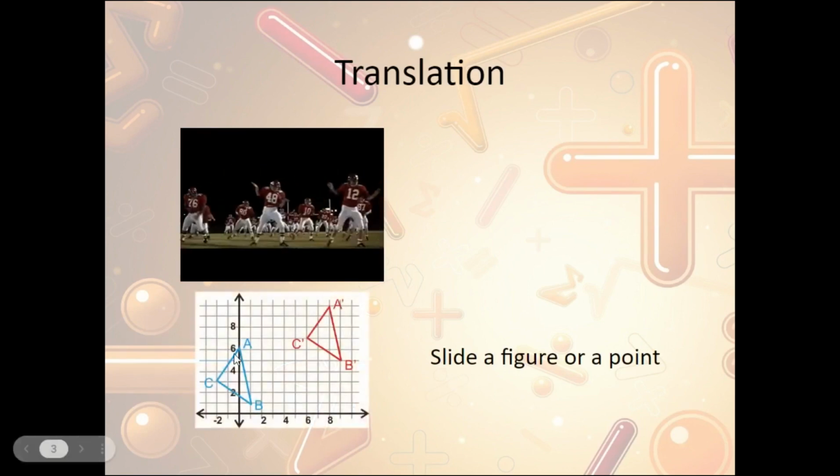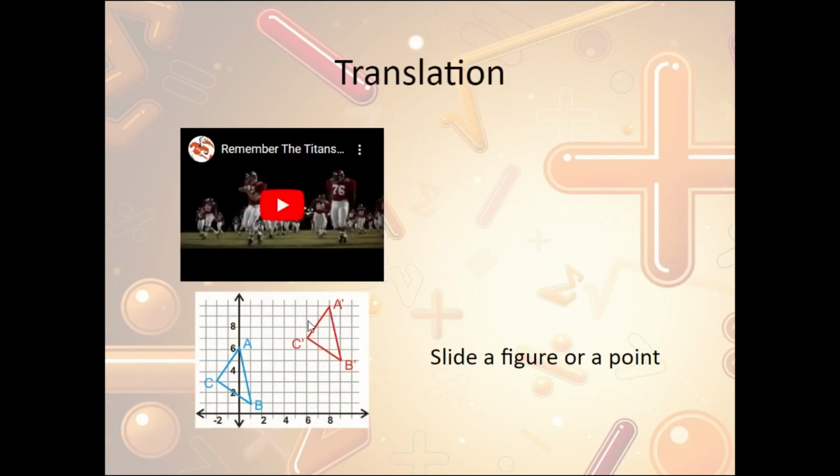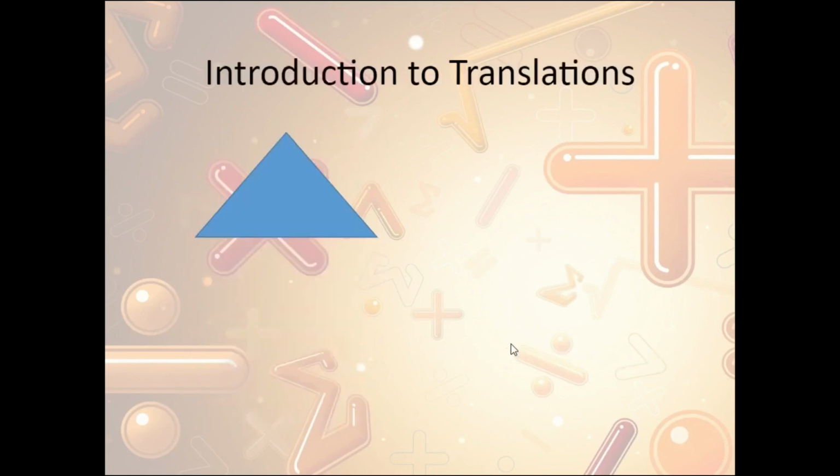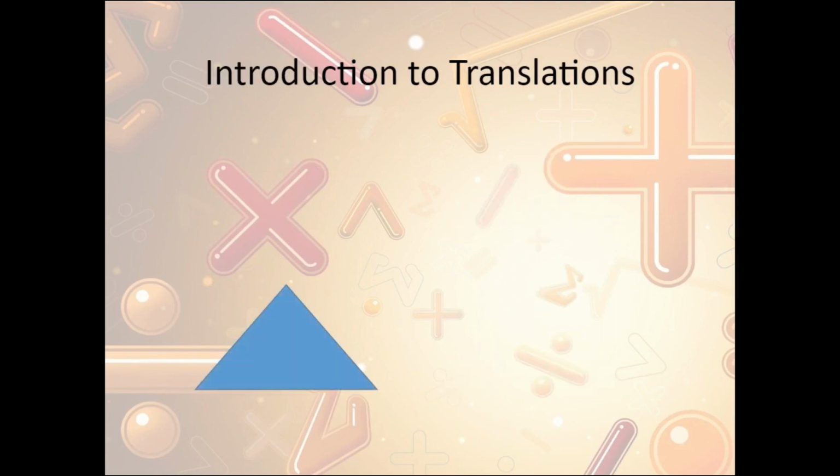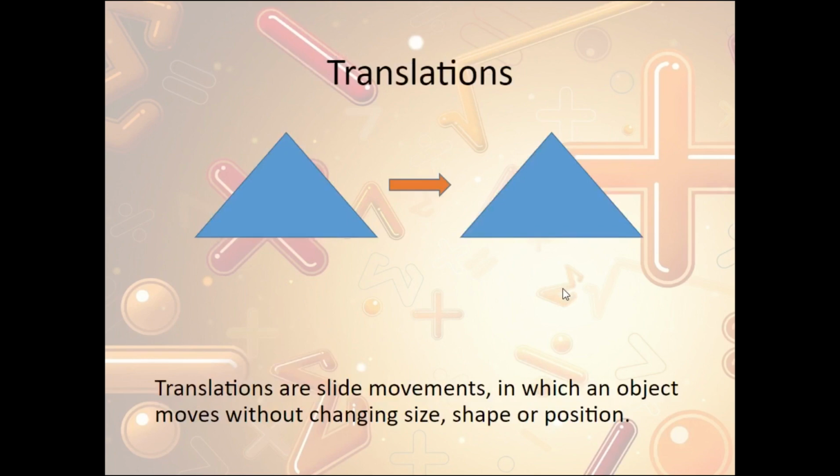So for instance, we have a triangle here. And if we slid it to the right and up, it would end up being this triangle here. So it's just a slide movement. So, introduction to translations. Here's our triangle. If we were to slide it, it could move and look like that. Or we could slide it down. Or we could slide it to the left. So all of these are translation movements.